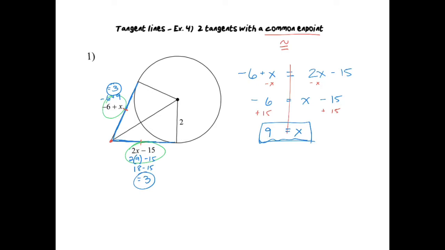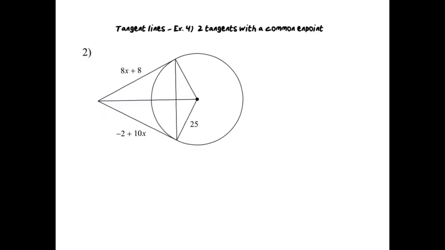So like we said, two tangents with a common endpoint are congruent to each other, and we show that algebraically by making the two lengths equal to each other. We found that x was 9, and if x is 9, then when I substitute, each length is 3, and that verifies that they're congruent. So good job us. Let's do one more just to make sure we got it.